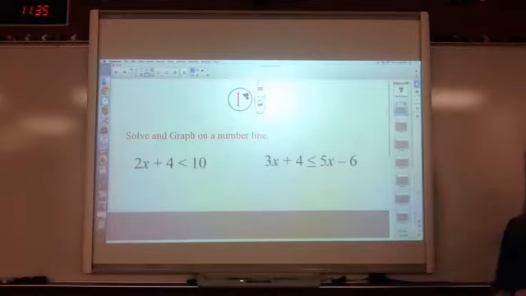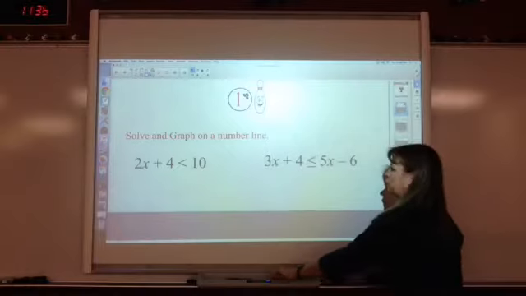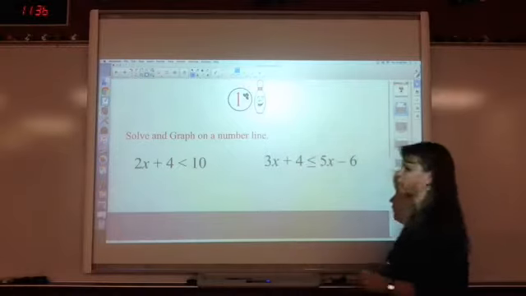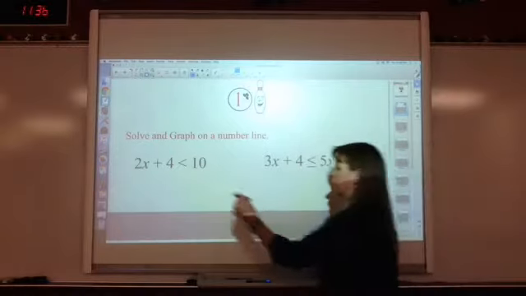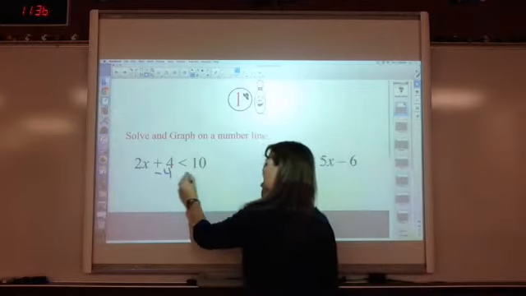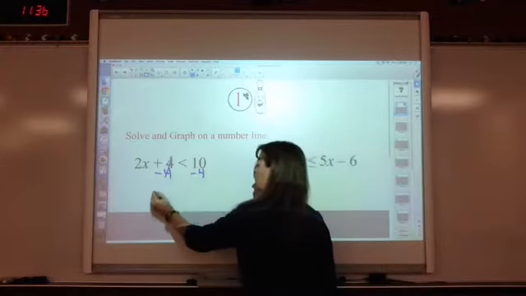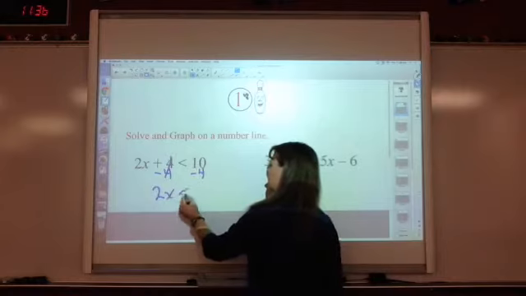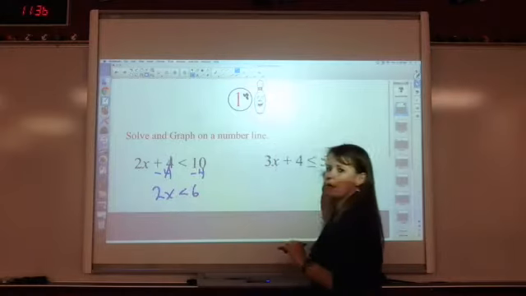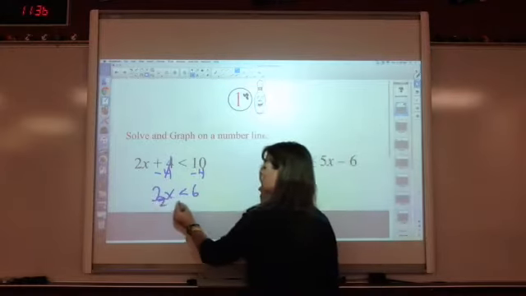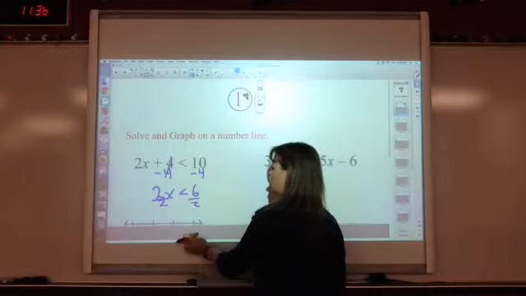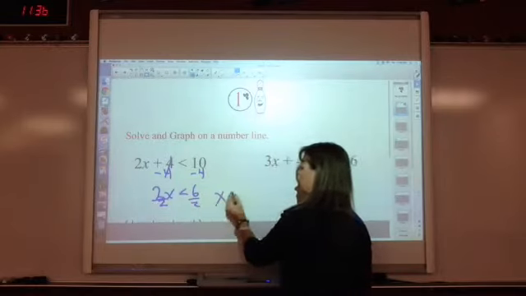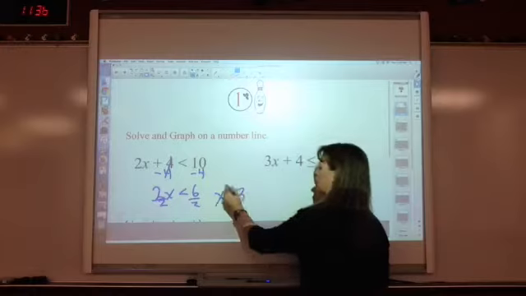Two-step inequality first. 2x plus 4 is less than 10. We're going to solve that doing adding and subtracting first, so we'll minus 4 from both sides. You're left with 2x is less than 6. 2 times x, divide by 2, divide by 2. You are left with x is less than 3. Final answer.